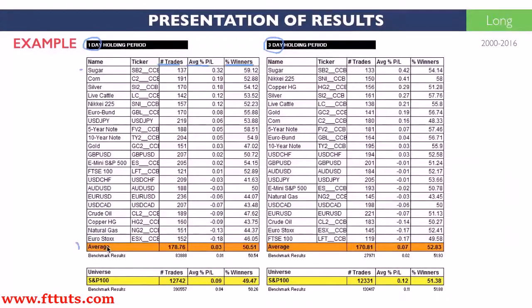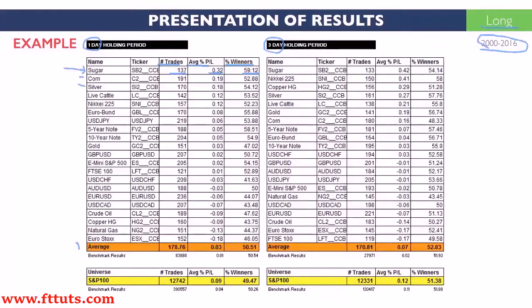So in this example, imagine that we just run a simulation where we bought the market after a particular candlestick pattern. The results indicate that with a 1-day holding period, the candlestick pattern worked best on sugar. The pattern produced 137 long trades in total, with an average profit of 0.32% per trade and a win rate of 59%. This is over the sample period between 2000 and 2016. And then you can see that the next best performing market was corn, followed by silver.